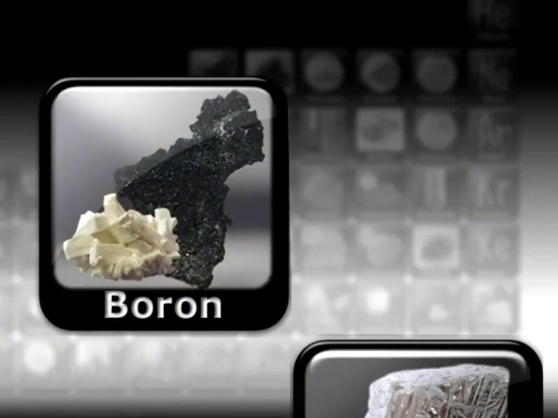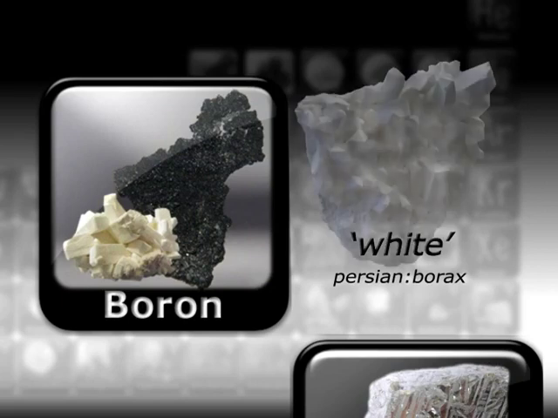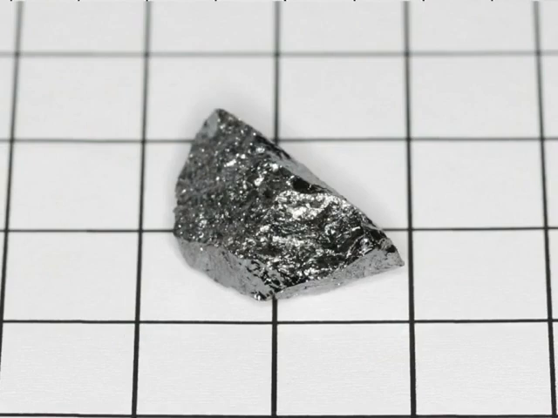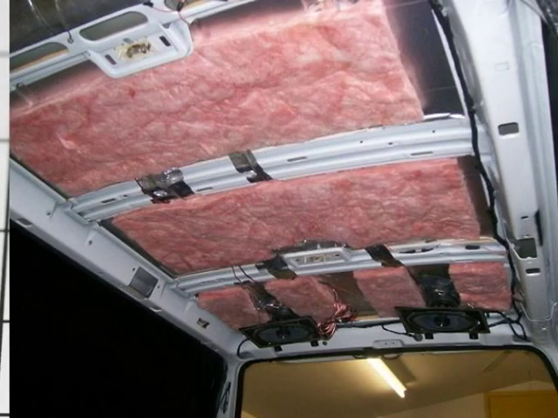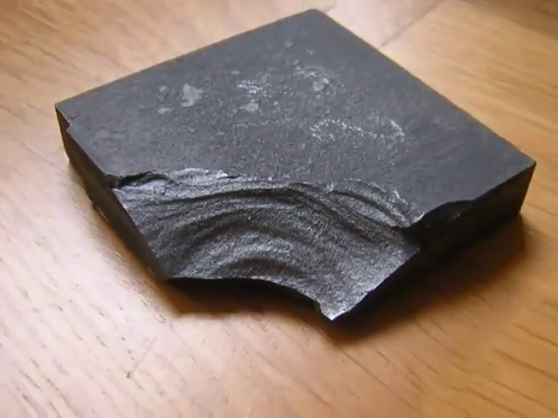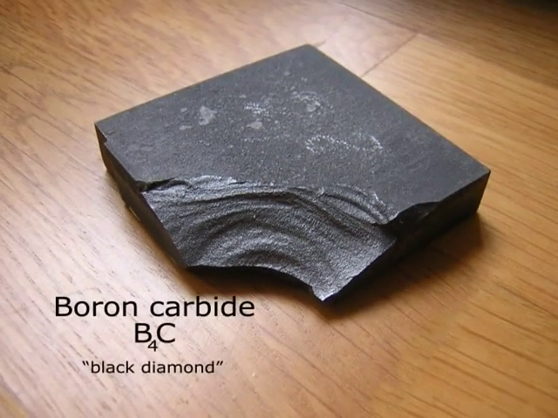Boron, from borax, a Persian word for white, the color of borax. Pure boron is a dark powder or crystal and is used in a wide variety of applications. Most boron is used in the production of insulating fiberglass and glassware, like this tough, heat-resistant Pyrex glass. Some boron compounds are super hard and used in bulletproof vests.